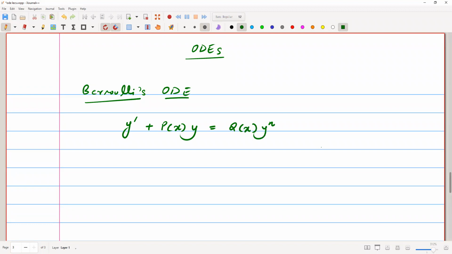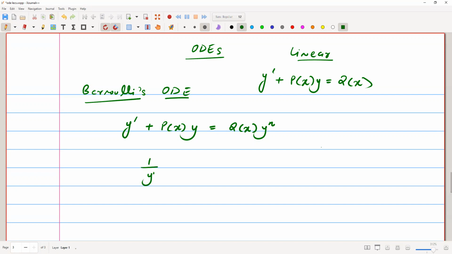So the difference between Bernoulli's and the linear first order differential equation is that in the linear equation we have on the right hand side only q of x. The term y to the power n is not present there, right? So this is the form of linear first order differential equation. For Bernoulli's equation, we have the standard form. And then how can we proceed is just divide the whole equation by y to the power n.